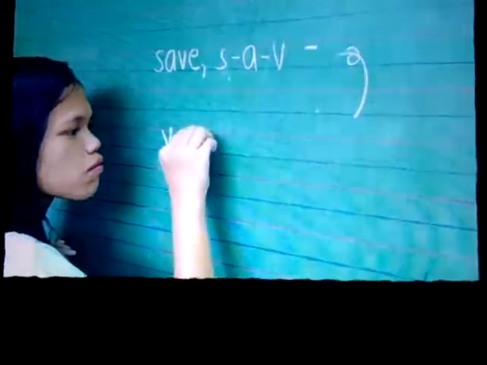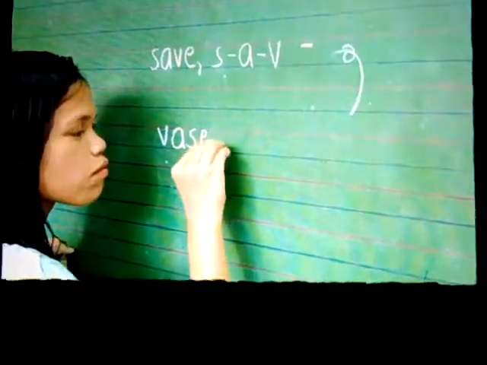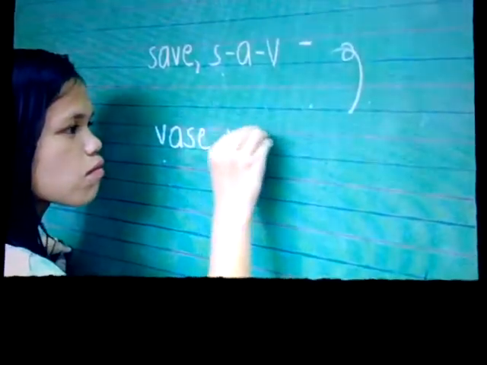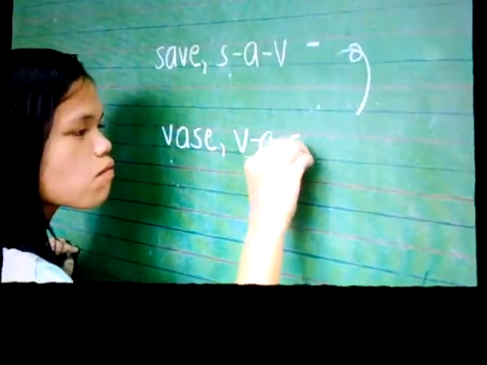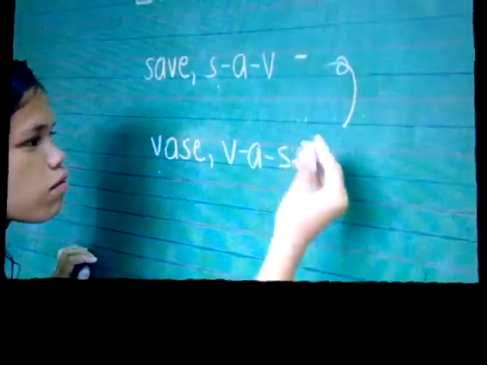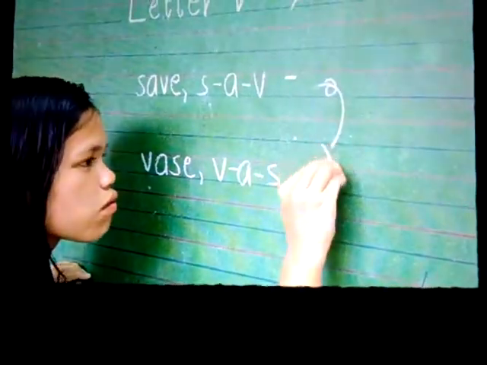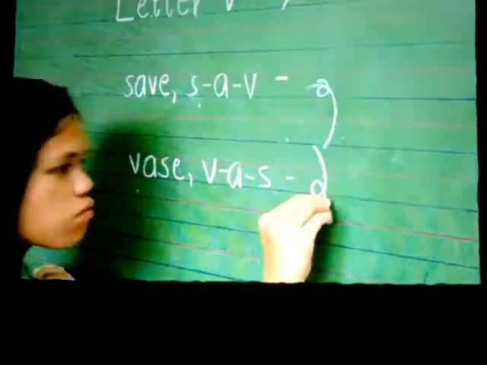Next is the word vase. Vase is represented by letter V, A, and letter S. So the strokes for this are the shorthand letter V, A, and letter S.